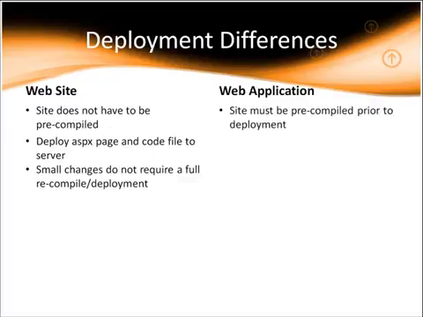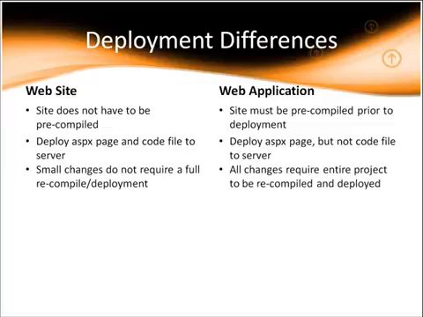In a web application, your whole site has to be precompiled prior to deployment. So you precompile it, then what you deploy is just the ASPX page, but you don't deploy the code files to the server. Instead, you have a bin directory that everything that is precompiled goes into, and you deploy the one DLL that's in the bin directory to the server. Any changes that you want to do to your web application then require you to recompile the entire application and then deploy the entire DLL to the server.